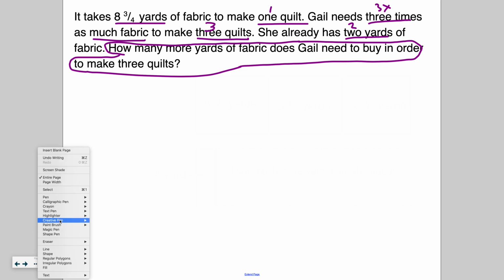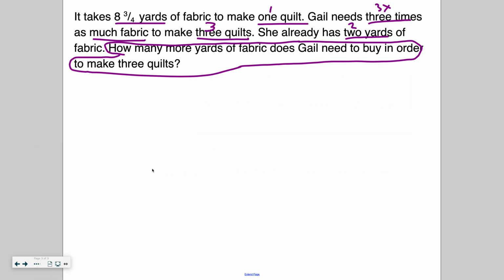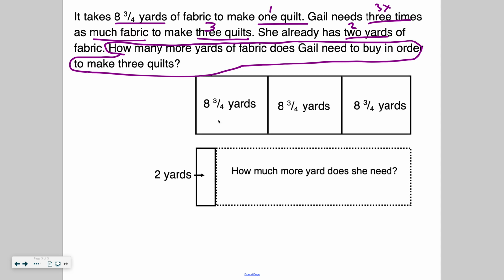So I made another tape diagram for this problem. Let me show you. So I know she needs 8 3/4 yards of fabric for one quilt, and it says she needs 3 times that amount, so that's why I have 3, right? So the 3 quilts altogether would be all of this. That's all the fabric, so 8 3/4 plus 8 3/4 plus 8 3/4, or 8 3/4 times 3, right? It's the same thing.